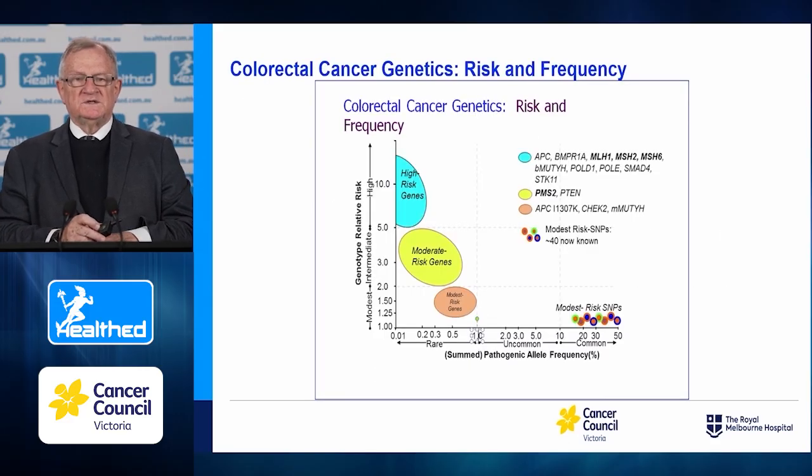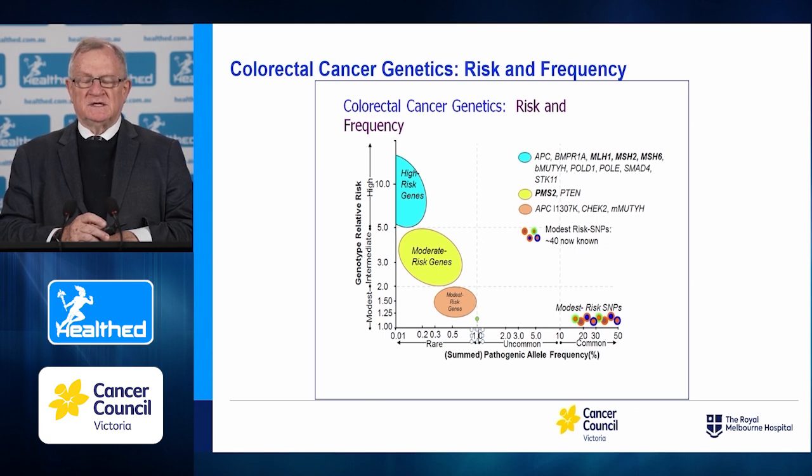So when we talk about cancer genetics, we have to think about high-risk genes, moderate-risk genes, and then single nucleotide polymorphisms, or SNPs. So the high-risk genes are the ones we're going to be talking about mostly. They have a high penetrance for the development of cancers, and in terms of our talk today, colorectal cancer in particular. And some of them are autosomal dominant and some of them are recessive.